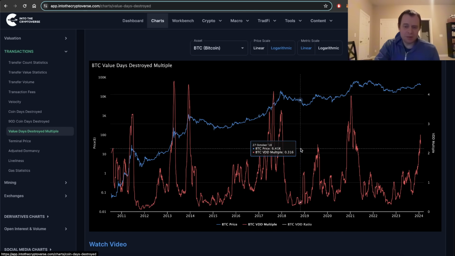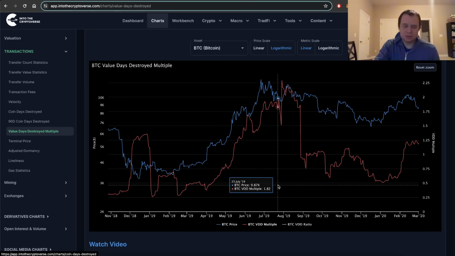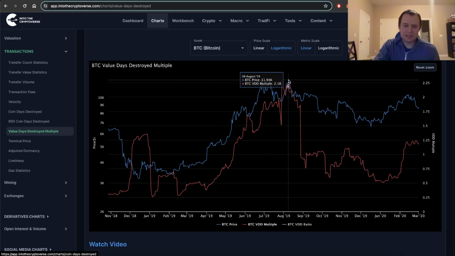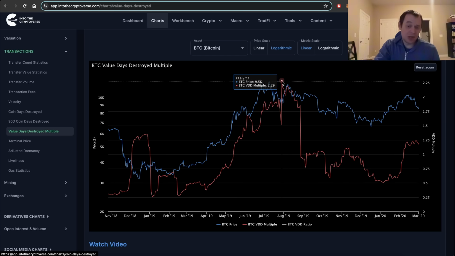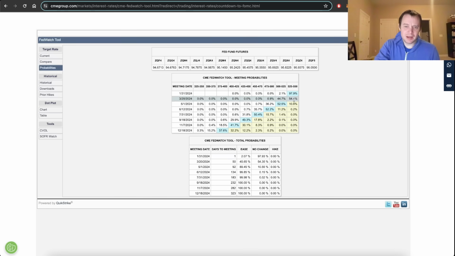The one thing to remember about this 2019 move in terms of the context of value days destroyed multiple is that it really topped out in July, which is when the first rate cut arrived, right? We know that July was when the first rate cut arrived. And I don't know when the first rate cut's going to arrive. Market thinks it's currently going to be May. It could be March, but market seems fairly increasingly confident that it's not going to be until May. Still about a 44 to 45% chance we get one in March.